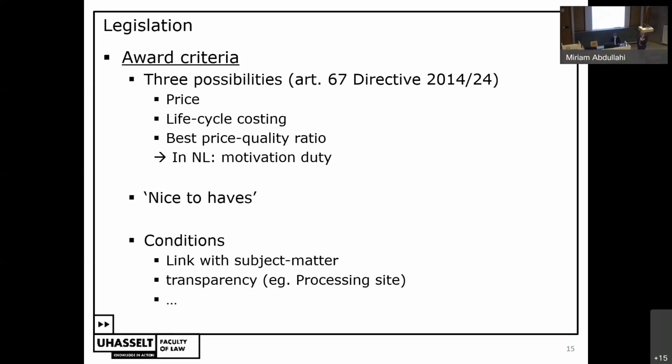Of course, there are some conditions. It should be linked to the subject matter. Linked to the subject matter, you will dream it. And transparency is also very important.